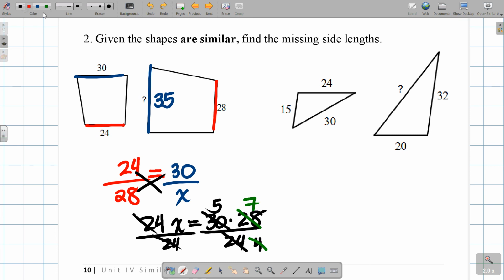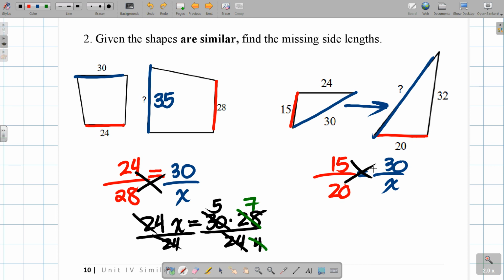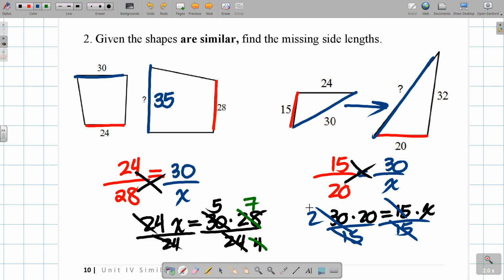Matching there, matching there. So I'm going to go here, short to short, 15 to 20, long to long, 30 to unknown. Cross multiply. It goes to 30 twice. My answer here, 2 times 20 is 40.